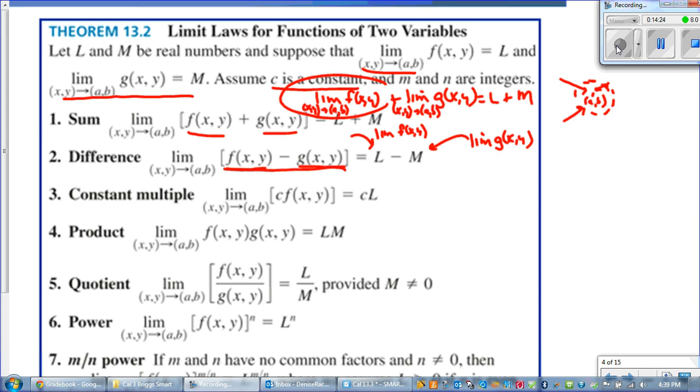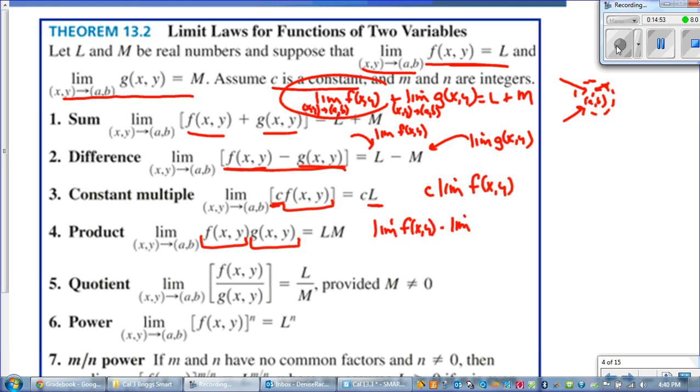A constant multiple. If you have a constant times a function, that's equivalent to saying that constant times the limit of the function. And we know that the limit of f of x, y is just L from the assumption up here. Product rule, you have two functions multiplied. Then the limit of that product is the same thing as the limit of the f of x, y times the limit of the g of x, y. So you would find the limit of f of x, y, which is L, times the limit of the g of x, y, which is M.